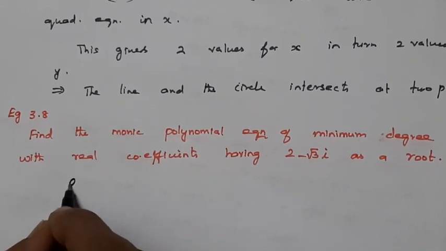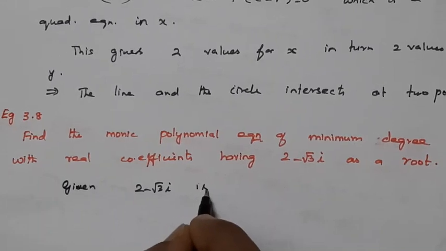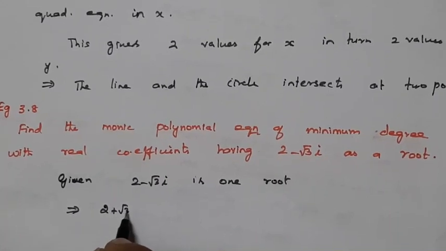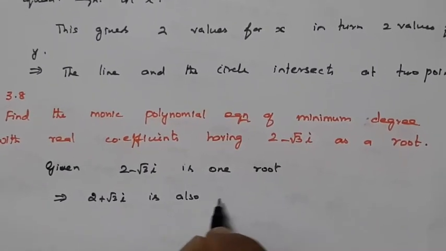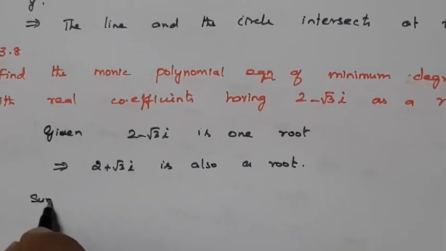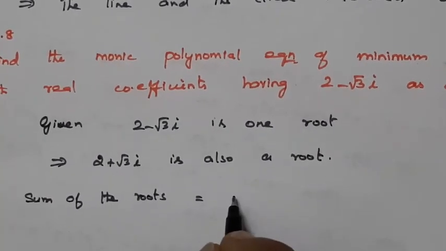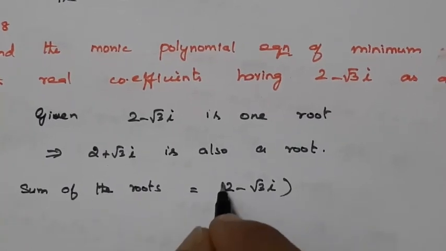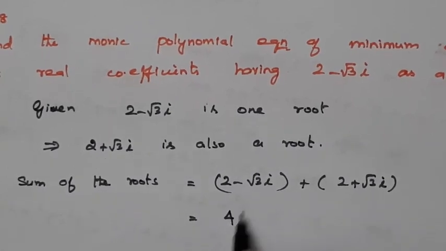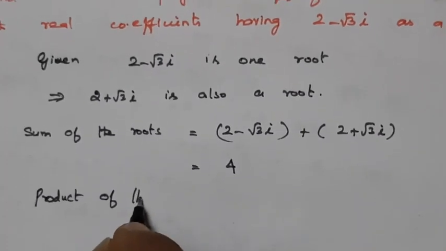So given 2 minus root 3i is one root, this implies that 2 plus root 3i is also a root by the complex conjugate theorem. So let us find out first the sum of the roots. To find the quadratic equation, given the roots, let us find out first the sum, that is 2 minus root 3i plus 2 plus root 3i. So 2 plus 2 is 4, and these two get cancelled, and then let us find out the product of the roots.